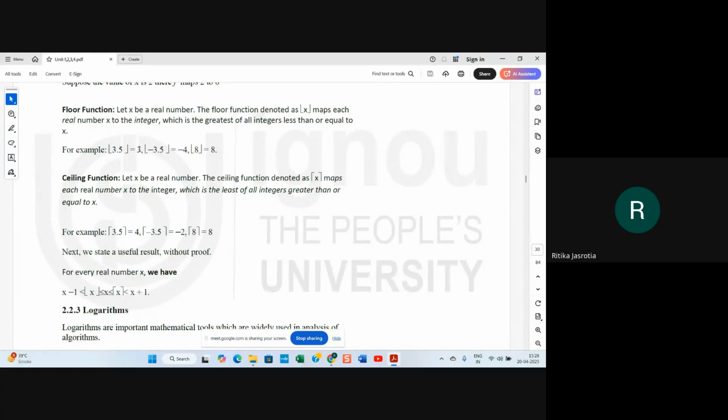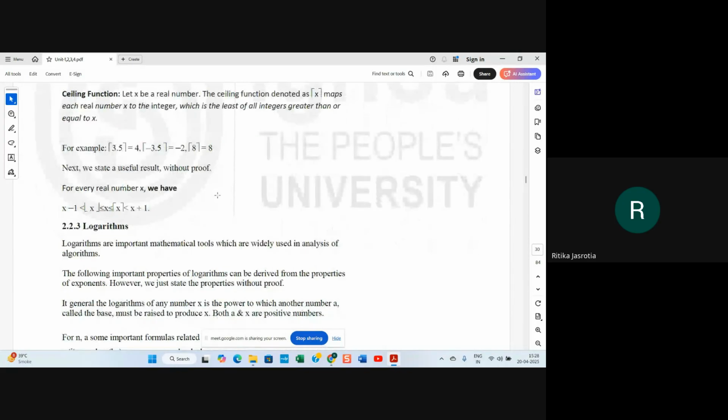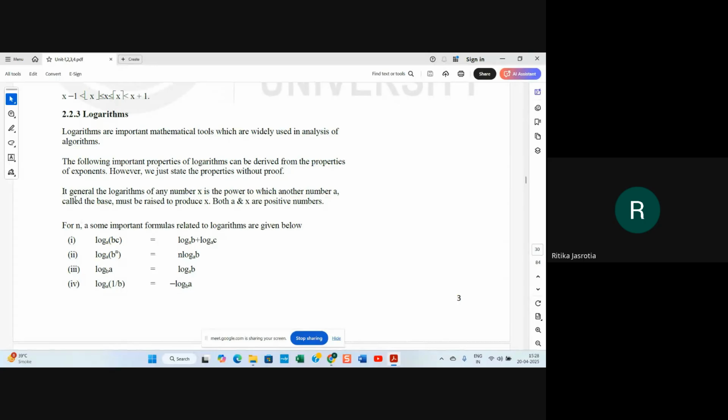Right? The smaller part, the integer smaller part, will be given. Minus 3.5 will be treated as minus 4, and 8 will be treated as 8 only. And the ceiling function of 3.5 will be taken as 4, rounding off. Here you are doing rounding off. And minus 3.5 will be minus 3, right? And 8 will be 8 only. That is what the floor and ceiling functions are.